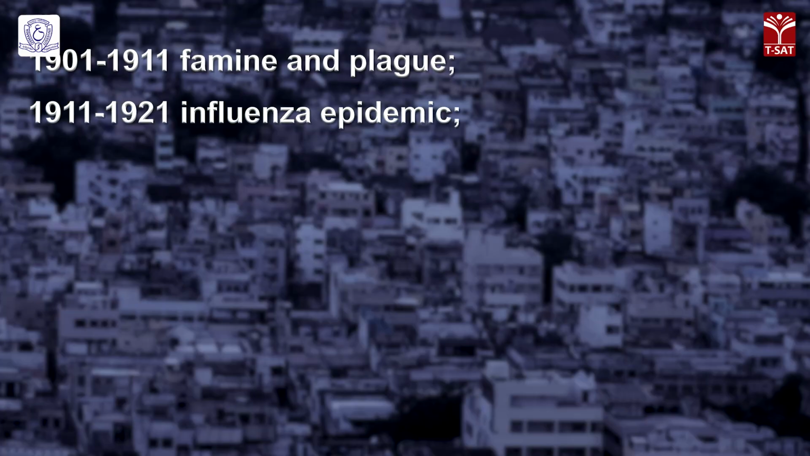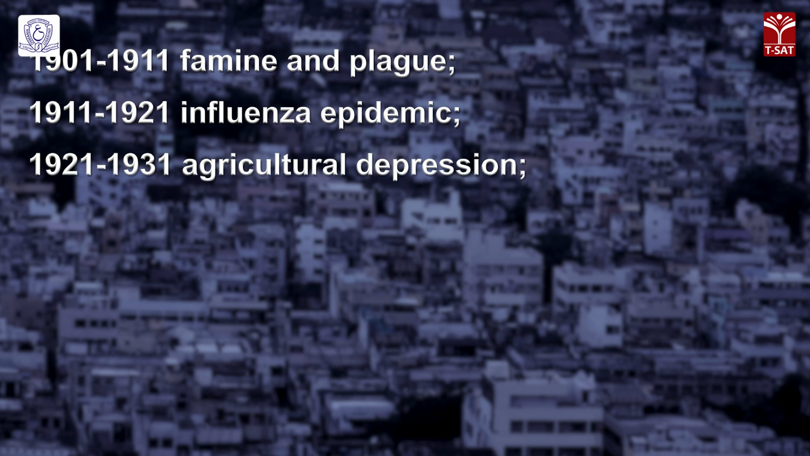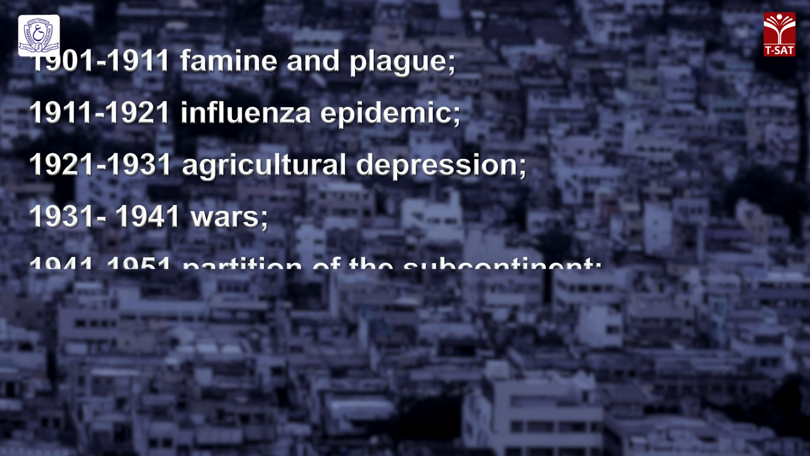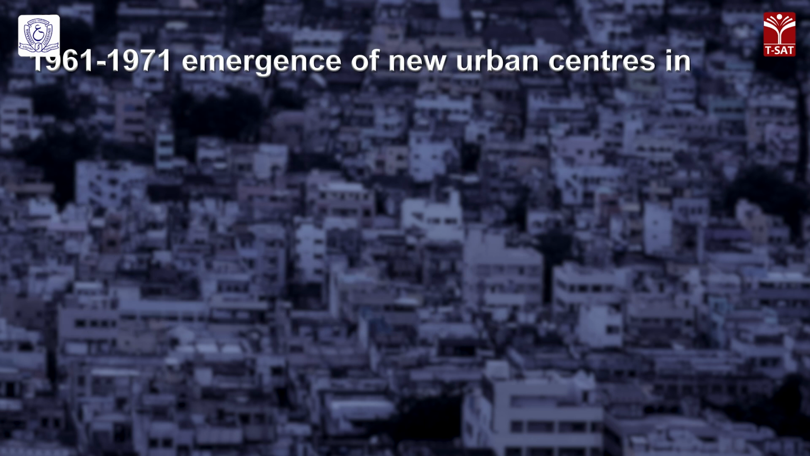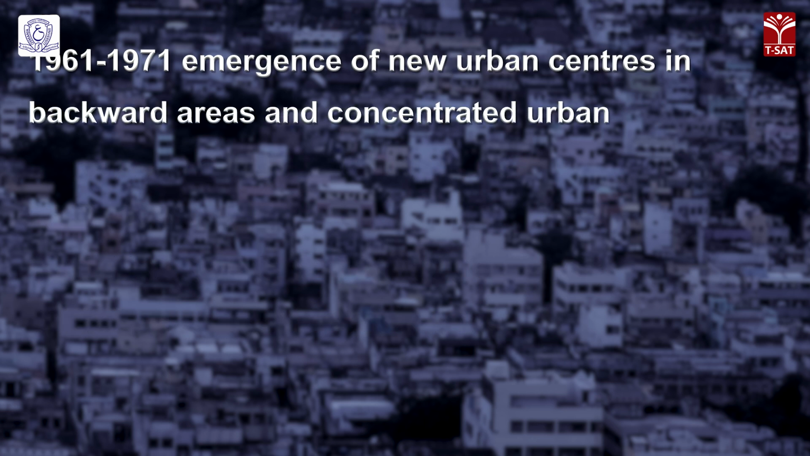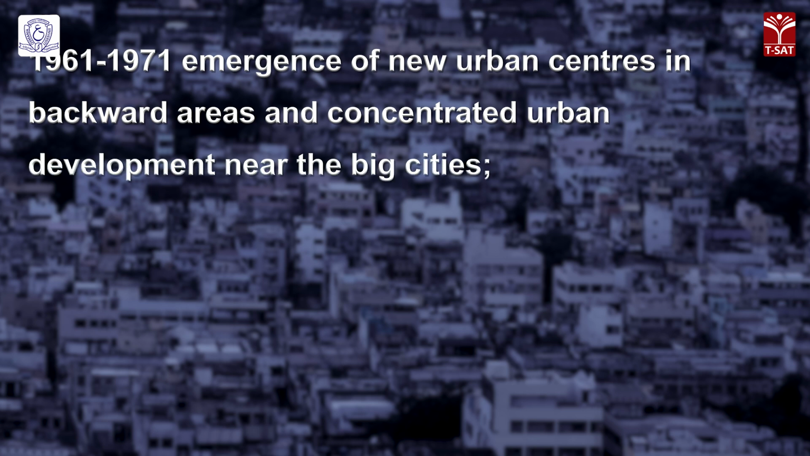Urbanization in India during the present century was associated with a particular theme in each decade. During 1901 to 1911, famine and plague. During 1911 to 1921, influenza epidemic. During 1921 to 31, agricultural depression. During 1931 to 1941, wars. 1941 to 1951, partition of the subcontinent. 1951 to 61, planned development, whereas 1961 to 71, emergence of new urban centers in backward areas and concentrated urban development near the big cities.